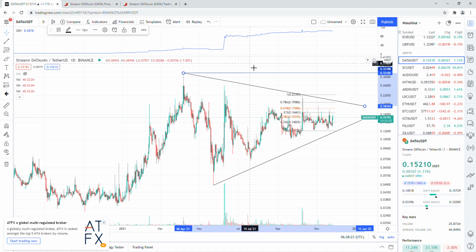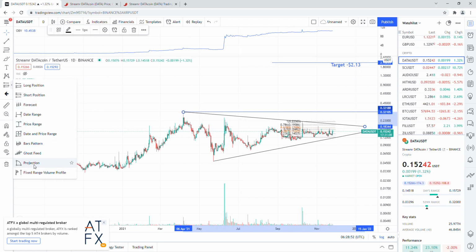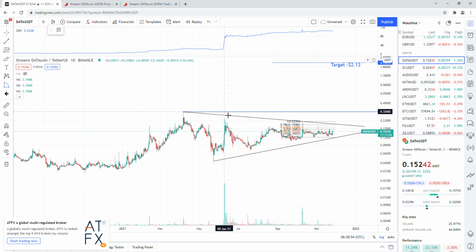So we're still trading this bullish continuation pattern on TradingView right now. This is the Binance chart, and we've got our 1, 1, 2, 2, and 3. We were waiting for the final 3. This may be it, it may not be, but I'm quite positive that it is, and we should start to move up. Our target here was $2.13, which was the projection tool target of this bullish continuation pattern.